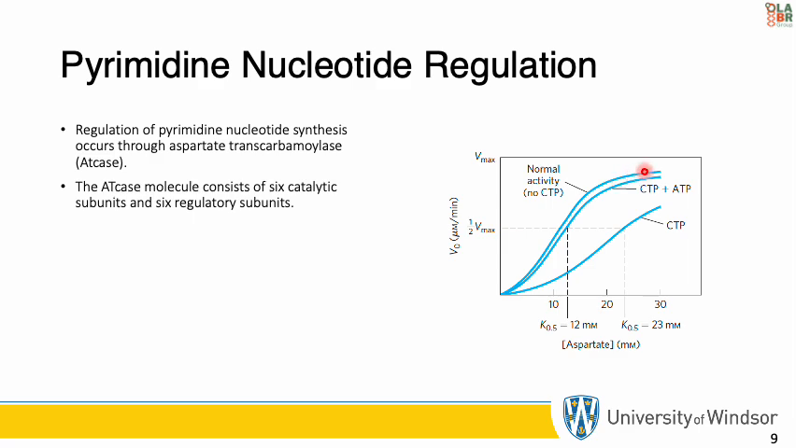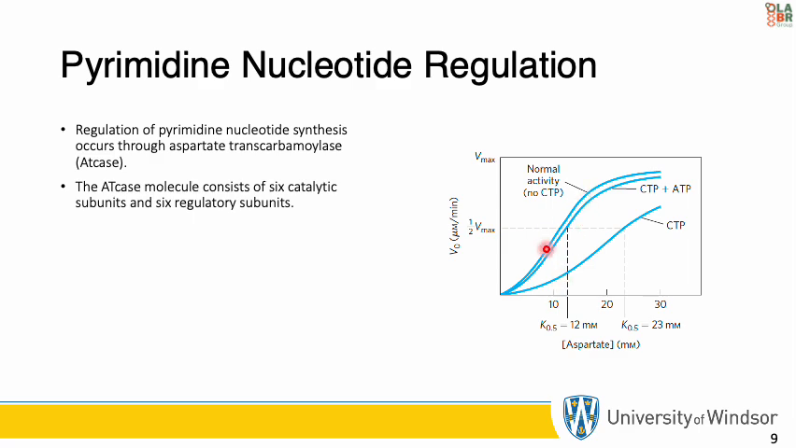As CTP accumulates, though, and binds to the regulatory subunits, they undergo a change in conformation. As you can see right here, if you start adding CTP, eventually you start reducing the activity of this enzyme. And you can actually prevent this change in the enzyme by binding ATP, which is pretty interesting.